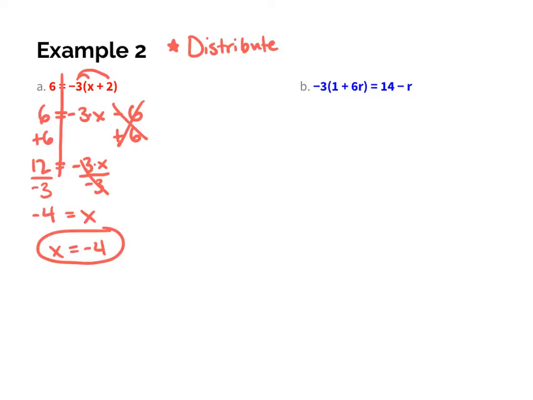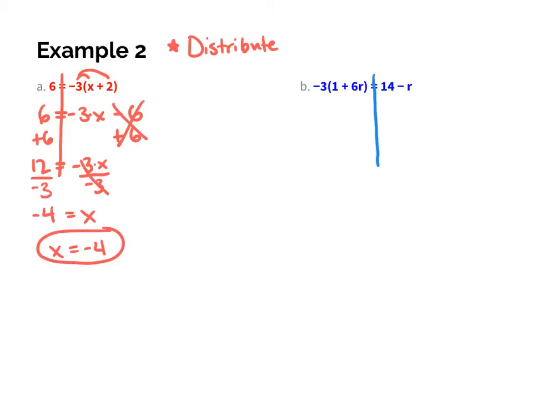Next example, I'm going to have to distribute again. I see the -3 parentheses 1 plus 6r equals 14 minus r. I see the parentheses, think and distribute. Now the only thing I'm going to throw in here is notice I got a 6r on the left side and an r on the right side. Ooh, so not only do I have to distribute, but I also have variables on both sides of my equation. So we'll talk about that in a second.